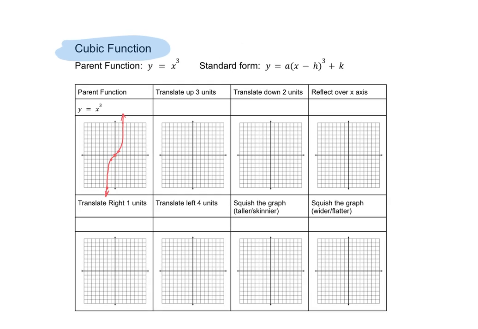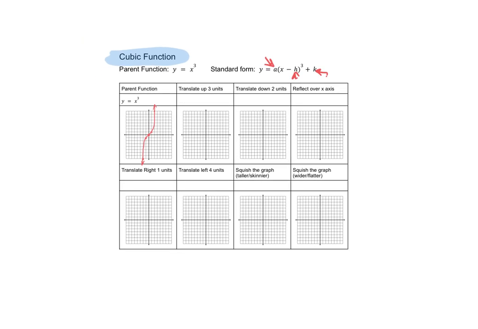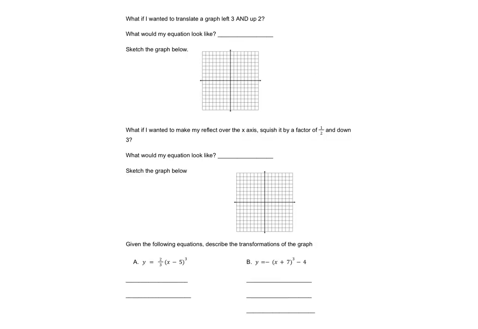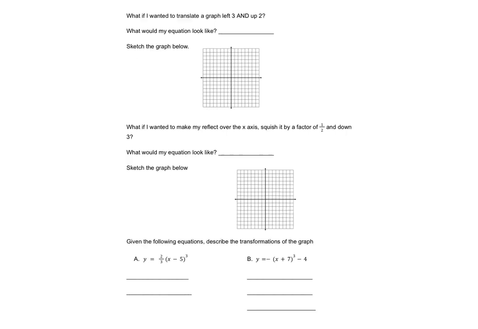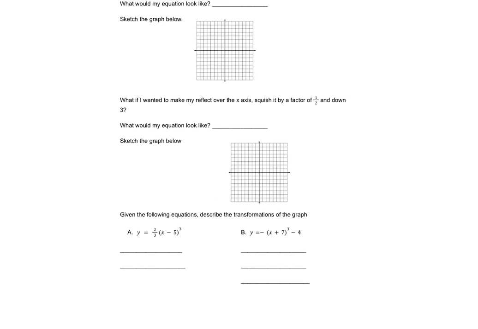So again, you're going to copy and paste that parent function on all of your graphs. You've got an A, and that's going to do the same thing. It's going to make it taller, skinnier, wider, flatter, or reflect it. The H inside of the parentheses moves it left and right. The K moves it up and down, the exact same thing we've been doing with everything else so far. Then you're going to write the equation, sketch the graph, write the equation, sketch the graph, and then on the bottom you don't have to sketch the graph, you just have to describe the transformations.